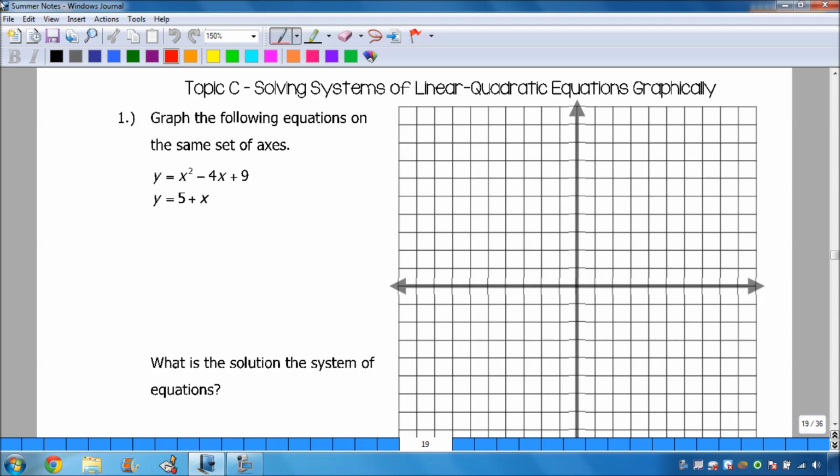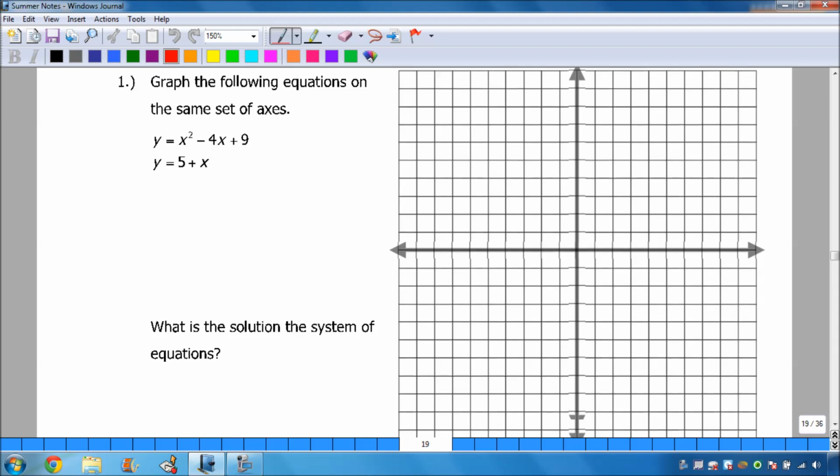All we have to do is really just graph out our equations and then see where they intersect with each other. But before we do any graphing, we need to make sure that our axes are ready to go. So don't forget to label your axes x and y. And then you also need to make sure that you number your axes as well.